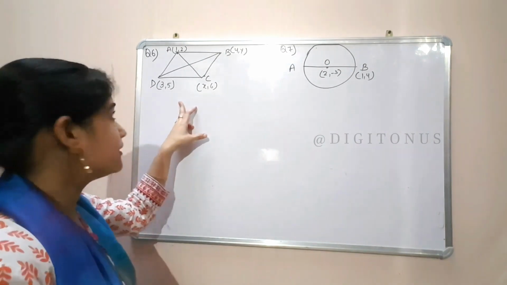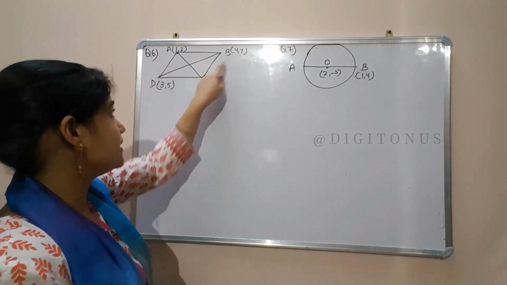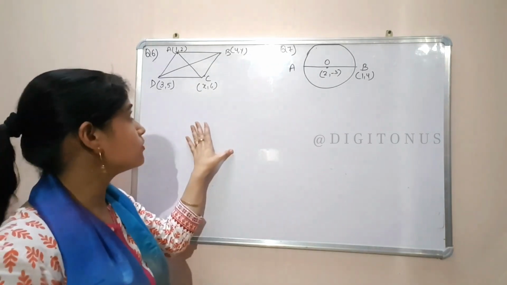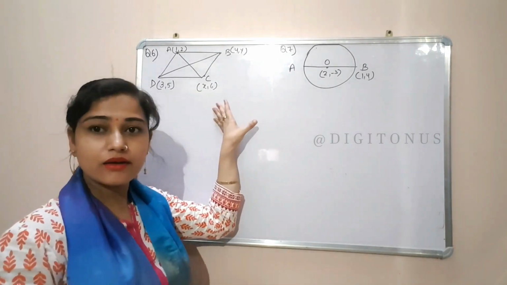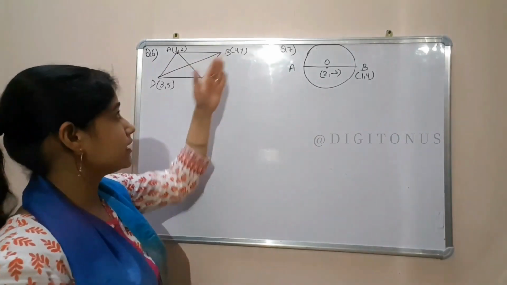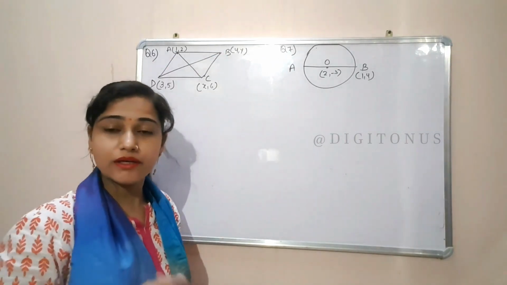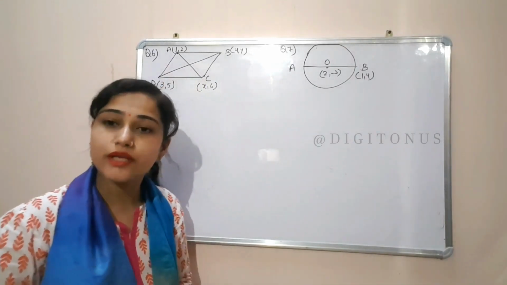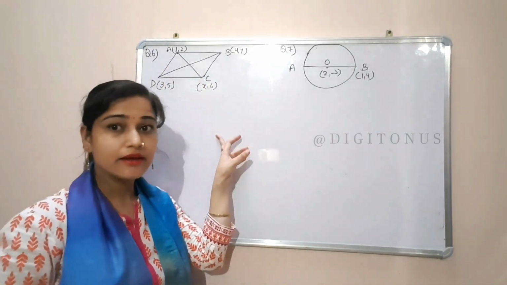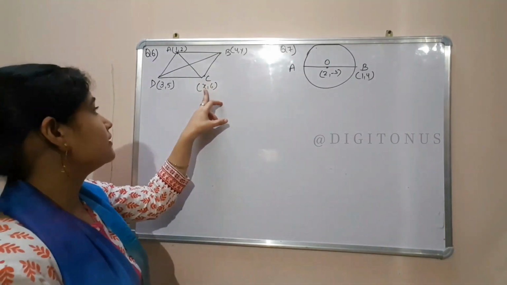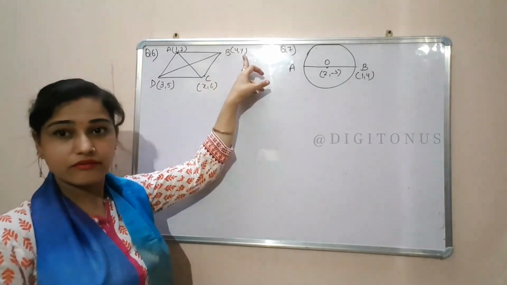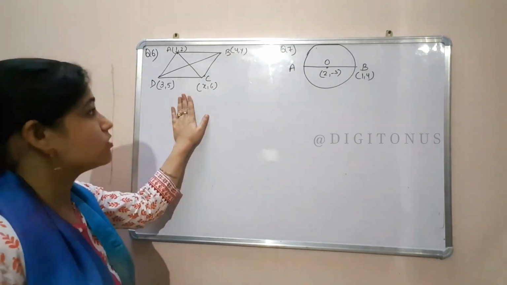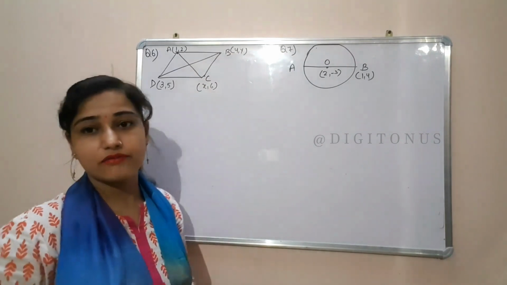It is written that four points A, B, C and D are the vertices of a parallelogram, and you have to take them together in the proper order, in the same order in which they are given in the question. Then they are asking the values of x and y. The only hint is that this is a parallelogram. So how to find the values of x and y?